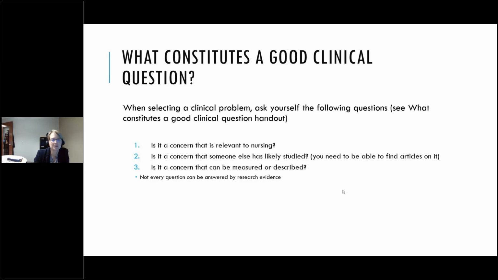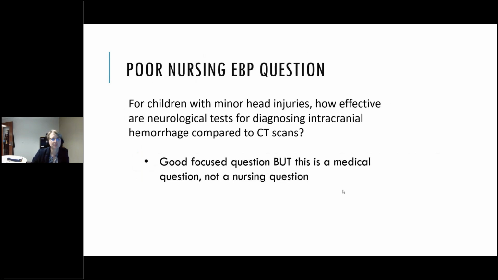2, is it a concern that someone else has likely studied? So you want to make sure that you're not too narrow or too current in your topic. You want to make sure that there's literature about it. And 3, is it a concern that can be measured or described? Some questions can't be measured very easily, so you want to make sure that it's measurable.